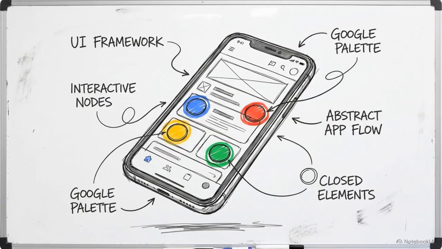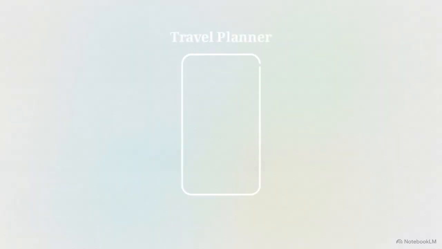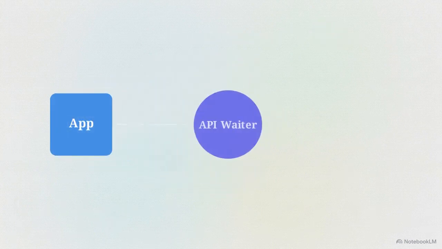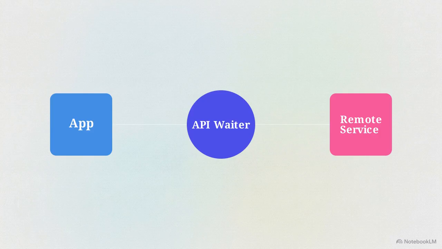At this stage, your prototype is functional, but it is closed off. If you are building a travel planner, it needs a way to check outside information, like live weather or flight prices. To get that information, your app uses an API, or Application Programming Interface. This diagram shows how it works.